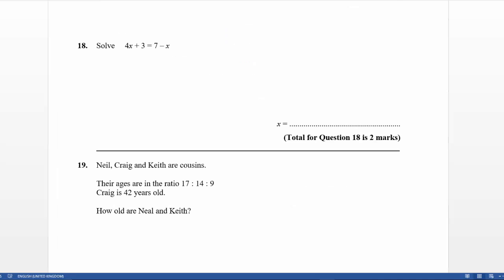Okay, so we're going to solve 4x plus 3 equals 7 minus x. What we're trying to do is find out what x is equal to. The best thing to do is get all the x's on one side of the equal sign and all the numbers that don't contain a letter onto the other side. So let's write it out here. We've got 4x plus 3 equals 7 minus x. Do it the long way.